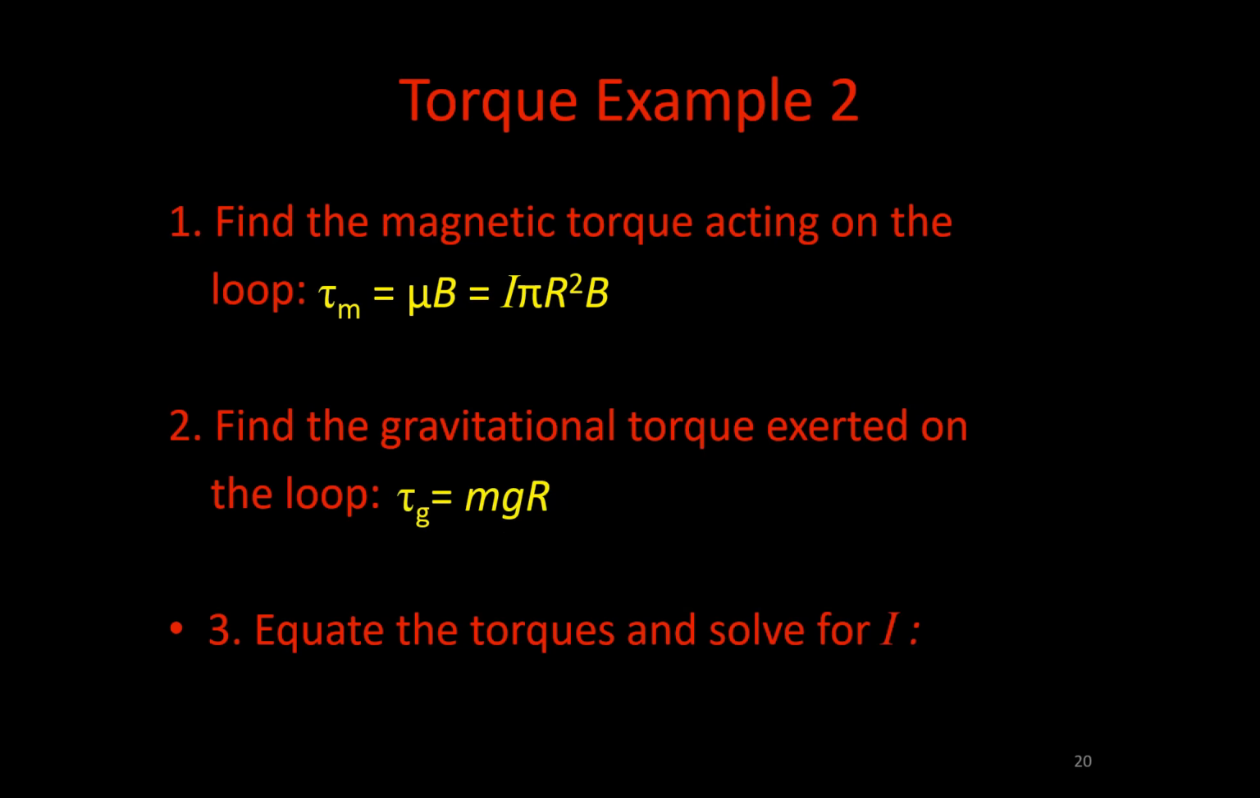What we can do now is equate these two torques. Set I pi r squared B equal to mgr. This will cancel some r's here, and that will leave you with I being mg over pi r B. So we've rearranged for I, we equated this, set it equal to this, and then rearranged it for I. And you'll end up with mg over pi r B. And then you can just simply substitute values in.